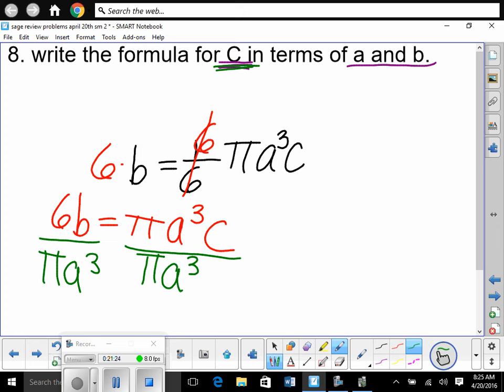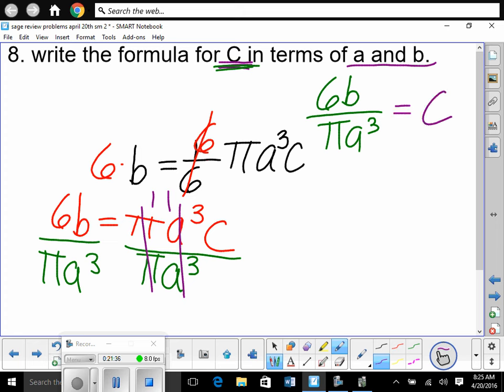So we have 6b divided by pi a cubed. And then that's equal to, look, that divides out and becomes a 1. That divides out and becomes a 1. 1 times 1 times c is c. Is c alone? Yes. So we're done. Did we need to cube root anything? No, right? Don't do extra bad things. So we have c is equal to 6b over pi a cubed. So now we've written a formula for c in terms of a and b.